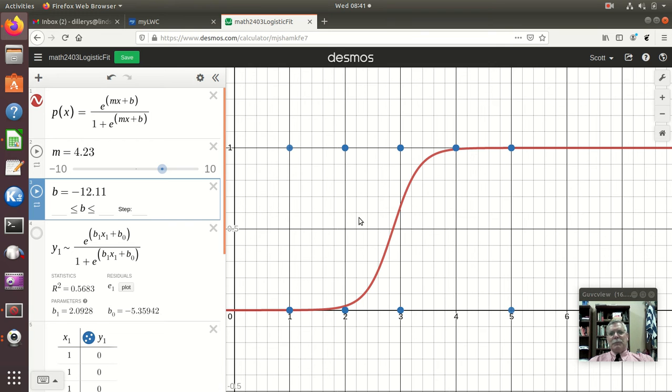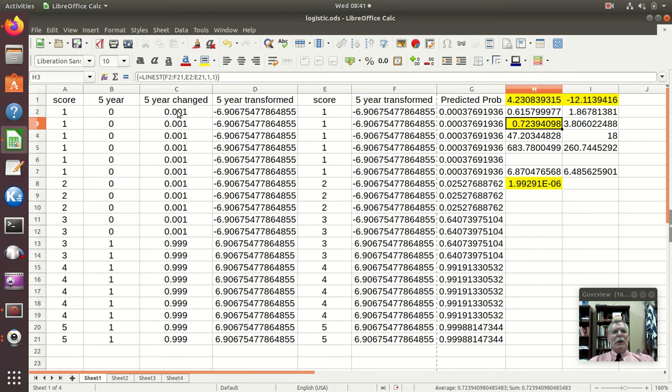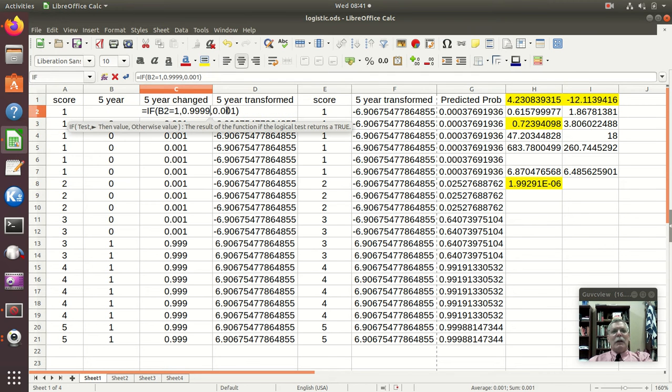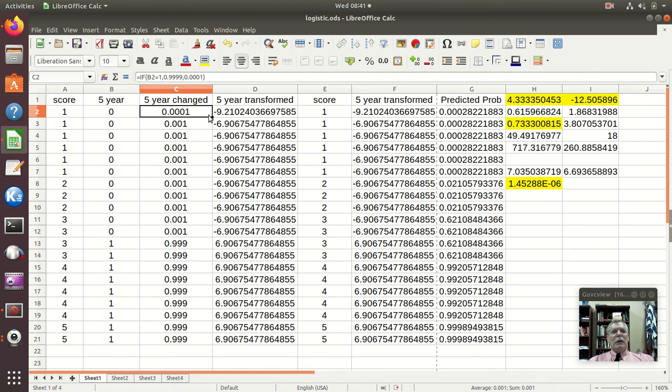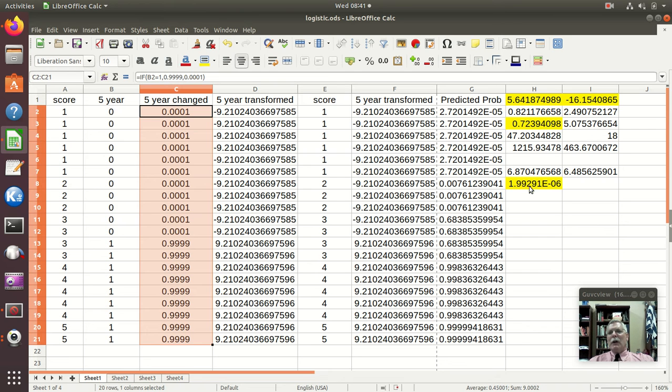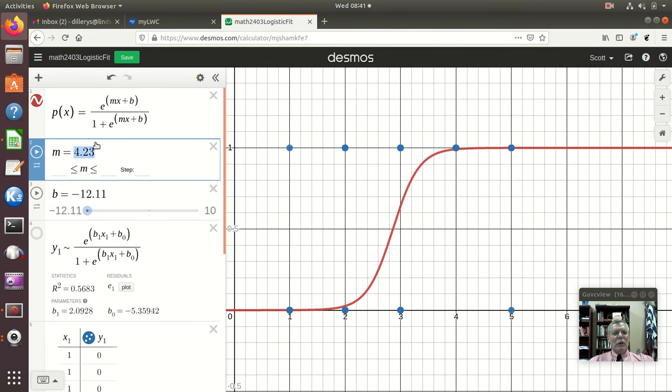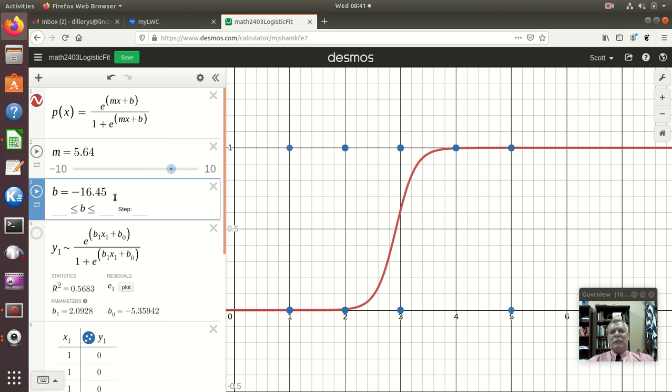And let's go to even closer numbers. So let me go to four 9s, and look at that. Again, you see the adjusted R squared and the p-value don't really change, but now I'm at 5.64 and negative 16.45. And now notice this is even closer here. What's happening is we're staying down here closer to zero for a longer time, and then going up steeper, and then getting up here to one much quicker.